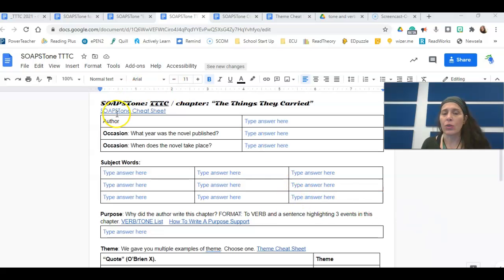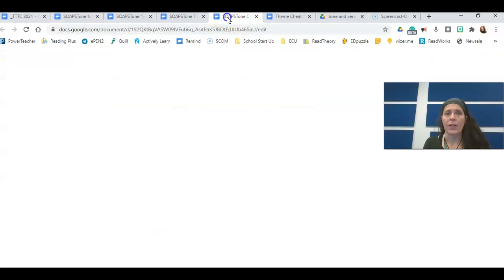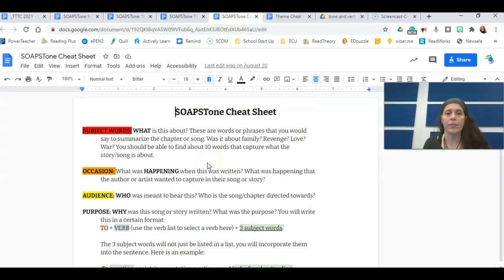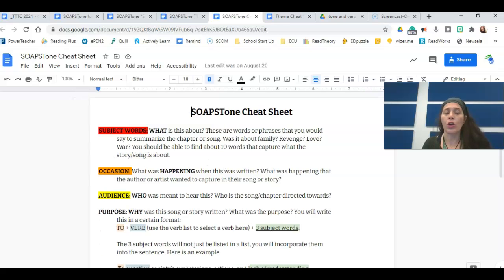So every single time you open up a soapstone assignment, at the very top, you're going to see this link to a soapstone cheat sheet. This is what it looks like when you click on it. And what I do is I walk you through each of the sections.